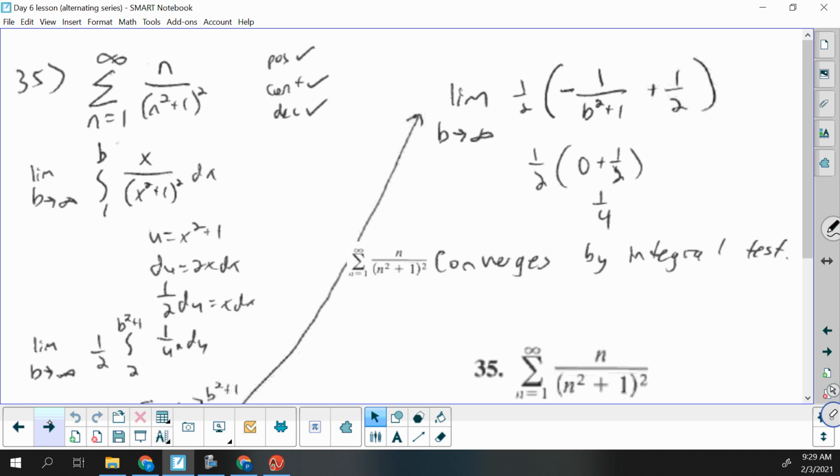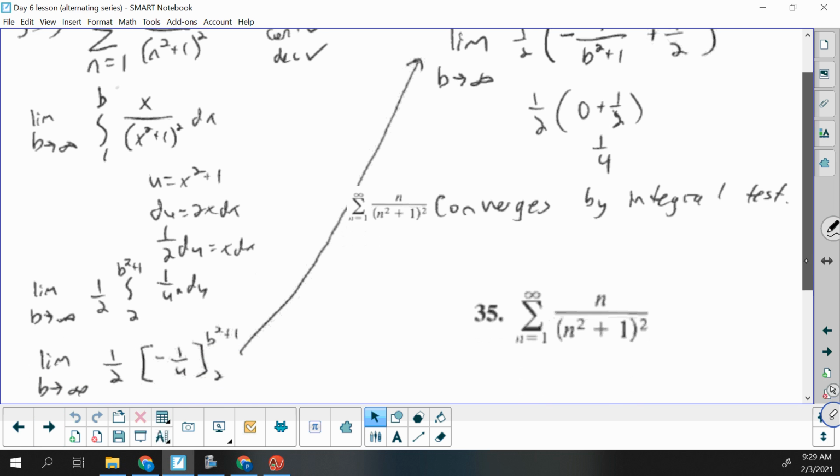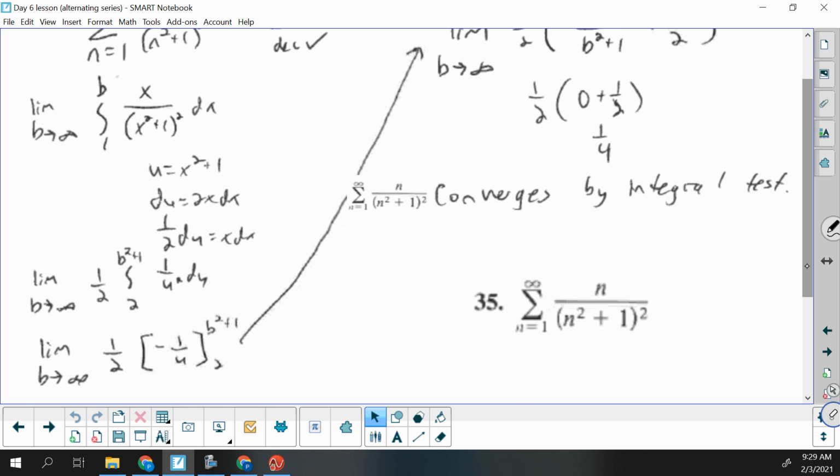For 35, I chose to use the integral test for this one because it is positive, it's continuous, and it's decreasing. So limit as b approaches infinity, you got your integral from 1 to b. We had to do a u substitution with a 1/2 correction. Your antiderivative was negative 1 over u, or negative 1 u to the negative 1. Then fill in. I changed my bounds to match my u's to be 2 to b squared plus 1.